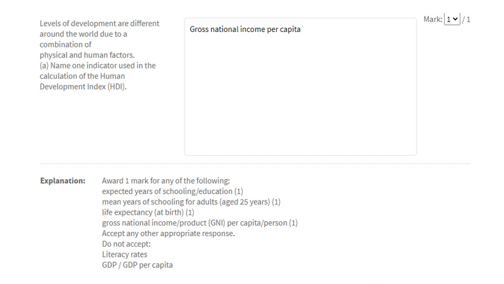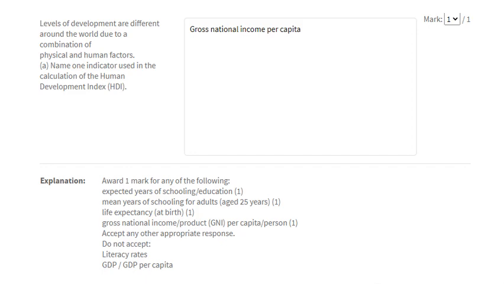And as you'll know from the lessons, we made sure that you were aware that there are a number of key features that you can have because this is very specific. So you could have had, for example, the expected years of schooling or the mean years of education. It could have been life expectancy or the gross national income. Now you had to be very specific with each of these because these form part of a calculation to measure the Human Development Index.